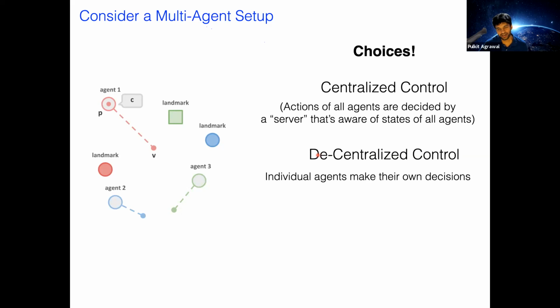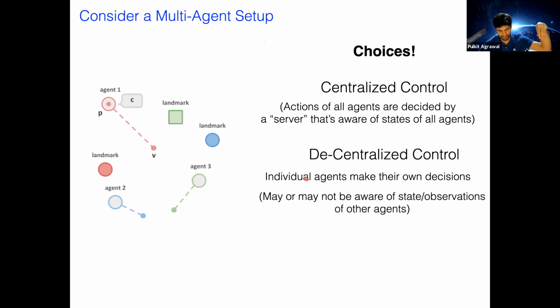Or are we interested in decentralized control? So individual agents making their own decisions. Now, in this case, each agent may or may not be aware of the state of the other agents. The distinction is who makes a decision. Is it some central entity making a decision? Or is it each agent making a decision on its own with what information it has?